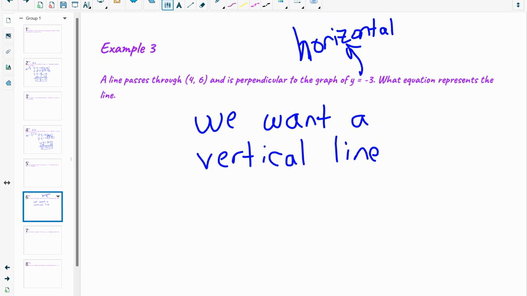Now, vertical lines will always come in the form x equals a number. So x equals what? We need a number. So let's look at the point. That's also our other given information: (4, 6). That would be our x1, y1 value, how we normally label that. But since we just want a vertical line, we just want that x value. So that would be x equals 4. If I wanted a horizontal line, it would be y equals 6. And that's how we determine vertical and horizontal lines from given criteria.